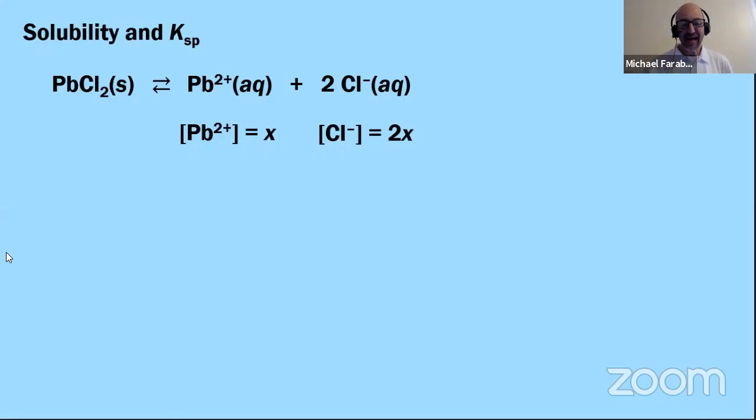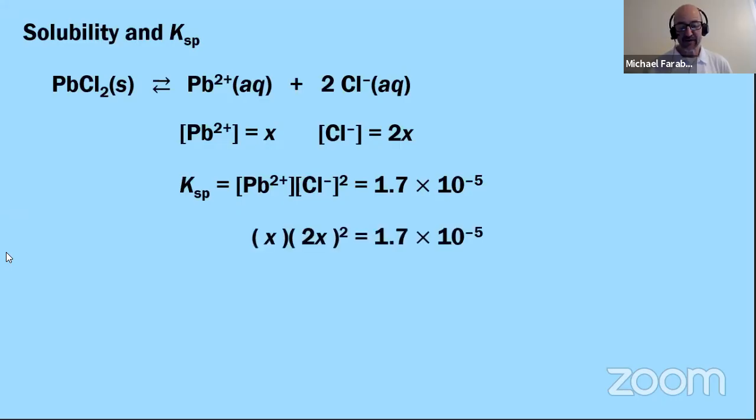Now when I plug X and 2X into my Ksp expression, and by the way, the Ksp for lead chloride happens to be 1.7 times 10 to the negative 5, I am not going to simply take the square root of 1.7 times 10 to the negative 5, because the math works out a little bit differently. While we have to take the concentration of chloride and square it according to the equilibrium expression, what's inside the brackets represents the concentration. And again, it's not X and X, but rather X and 2X.